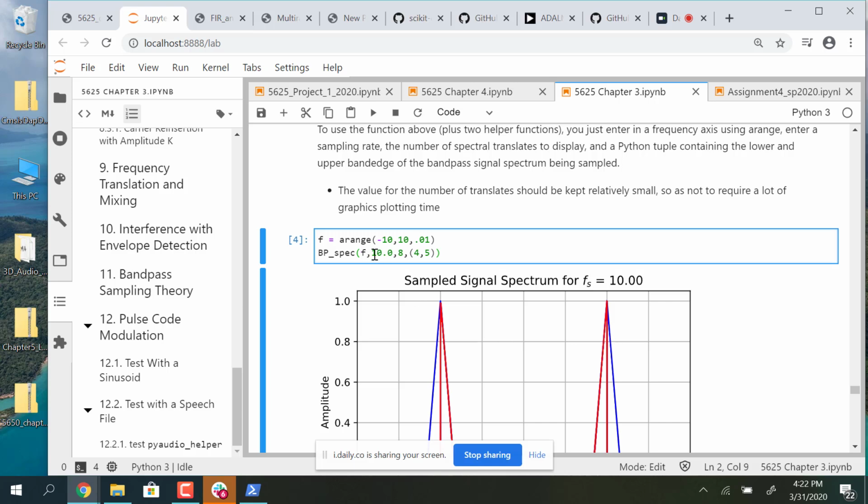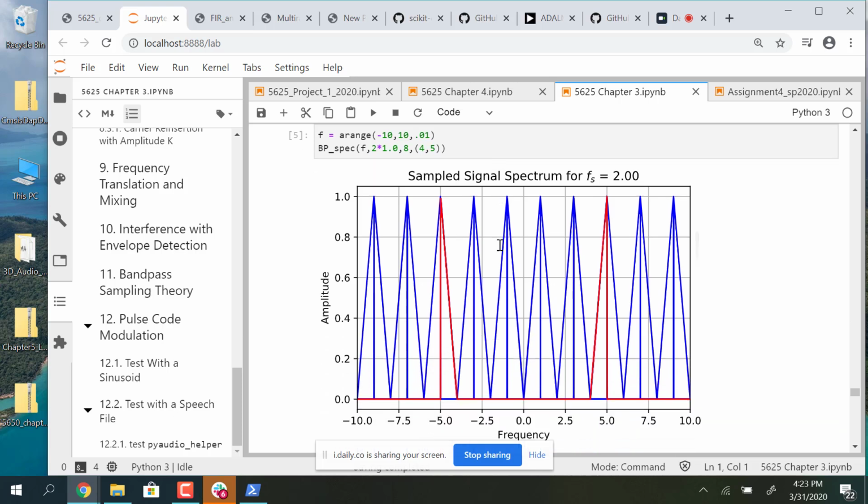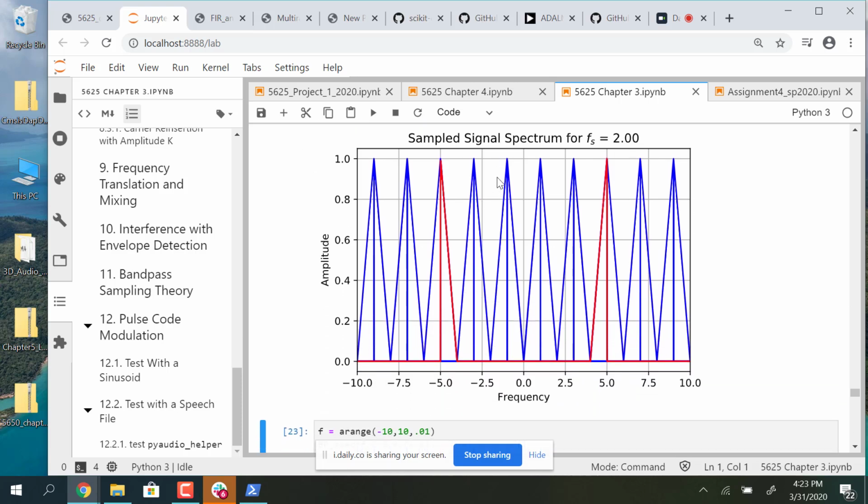Suppose here, rather than sampling at fs equals 10, suppose I'd try to sample exactly at twice the bandwidth of my signal, and the bandwidth of my signal is from 4 to 5 hertz. So if I sample at 2 times that, 2 times 1, it takes a while to draw all the translates up, so that's what it's doing right now. This is working because these two triangles aren't crossing through each other.